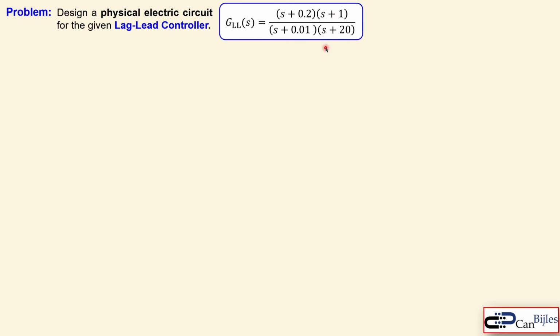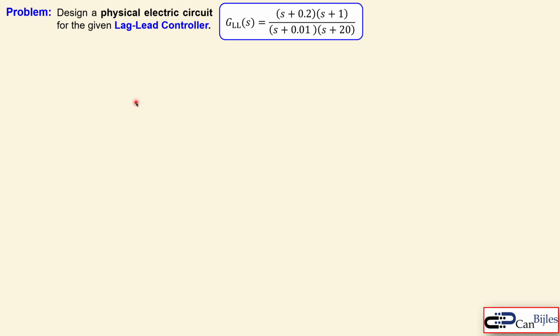The lag pole and the lag zero are given by this transfer function, which is s plus 0.2 over s plus 0.01, and the lead zero and the lead pole are given by s plus 1 over s plus 20. So the product of these two, lag and the lead, will give you the lag lead controller. The lag is specifically useful for reduction of the steady state error, and the lead is for speeding up the process response and also giving less overshoot.